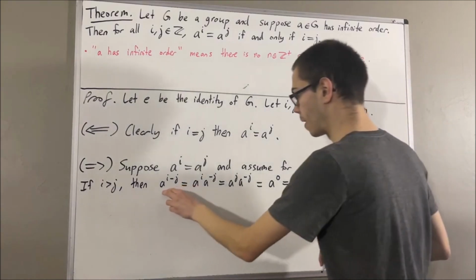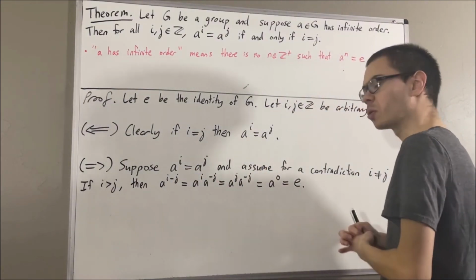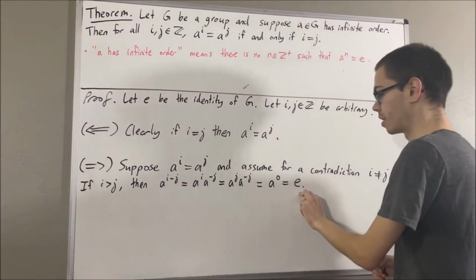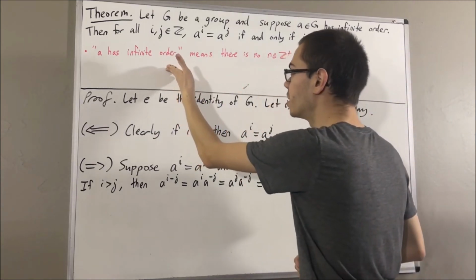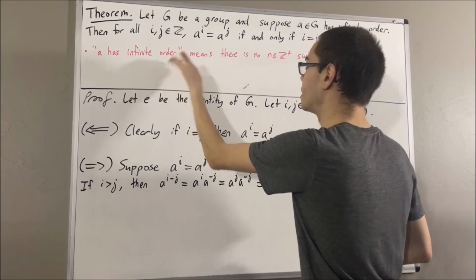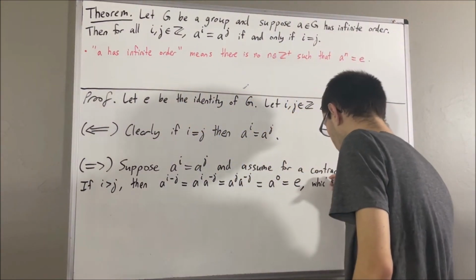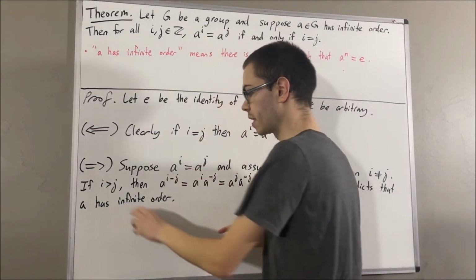So this shows that a to the power of i minus j is the identity element. In other words, we have that a to the power of a positive integer is the identity element. But this contradicts the fact that a has infinite order, because to say a has infinite order means that there is no positive integer that is able to do this. So this completes the case that i is greater than j.